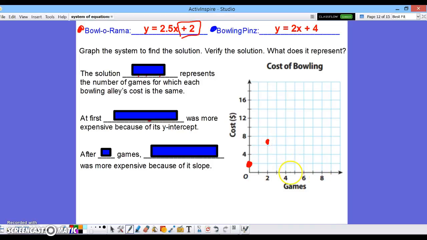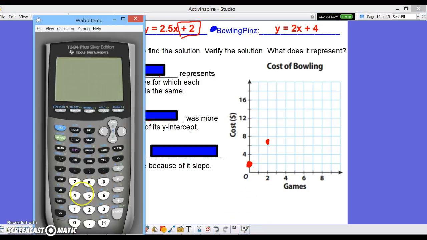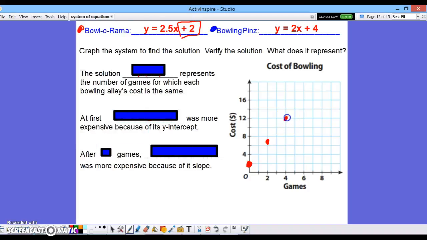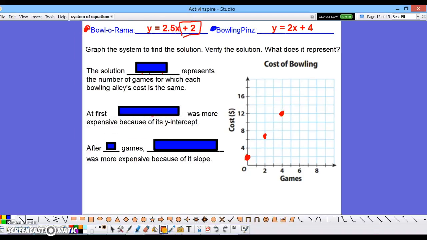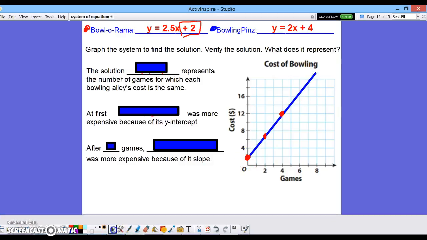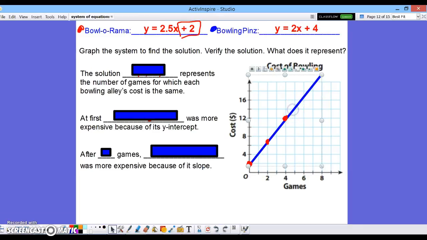And then for 4 games, well, that's 2.5 times 4. If you want to do that in your calculator, 2.5 times 4 gives you 10, but remember you have to add that 2, so we're up to 12. So 4 games gets me to 12. And we can kind of see the trend from there. I don't have to continue substituting in. It's just going to give me an estimation. Okay, let me change that to red so we're not confused on which alley we're on.